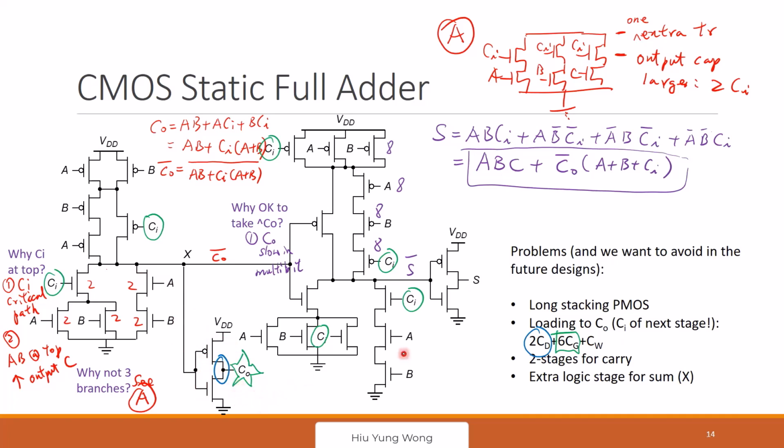And then for carry, we have 2 stages, right? And then we also need an extra logic to do the sum. So this is not very nice, but it helps us to understand better. Any questions?